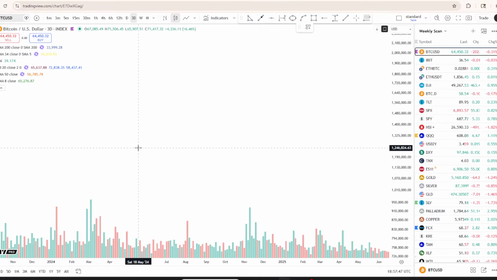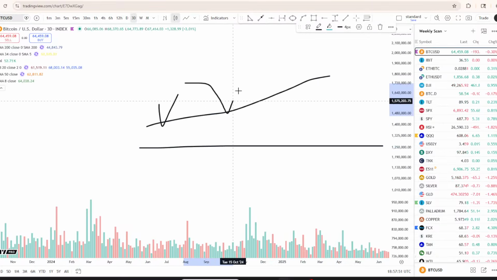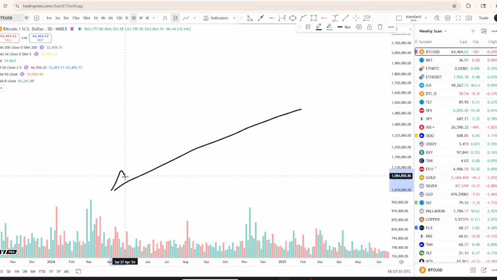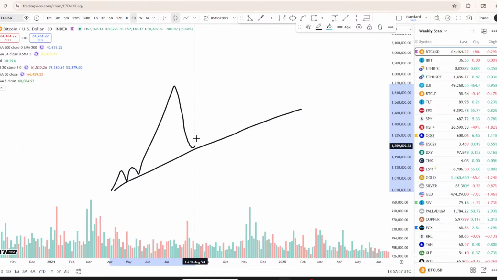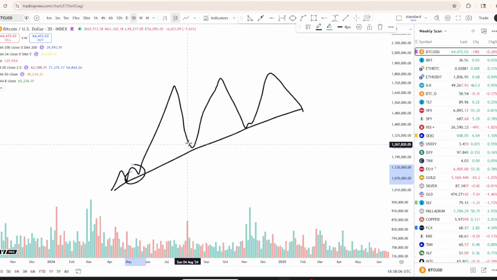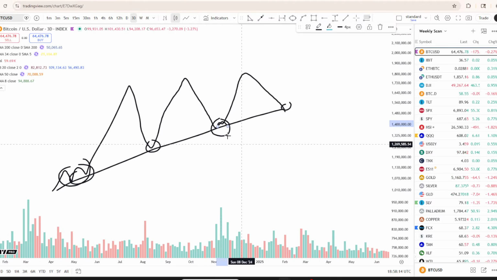So when you think about how many touches a level has or how well formed it is, for example, like here, is this 1, 2, 3, 4, 5, 6? No, it's really 1, 2, 3, 4. In between here, it's basically the same move. Same move here, it's basically the same move.